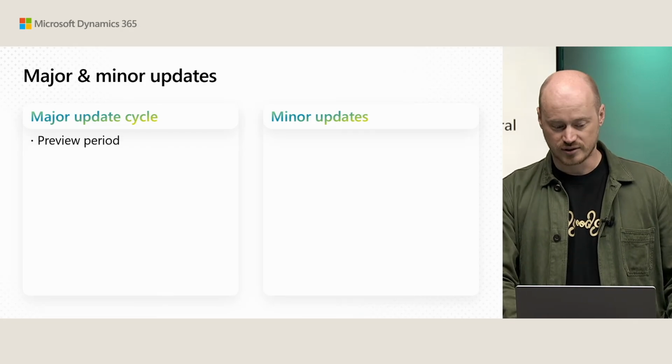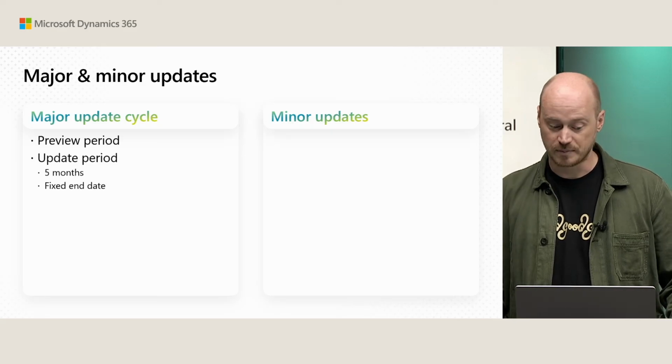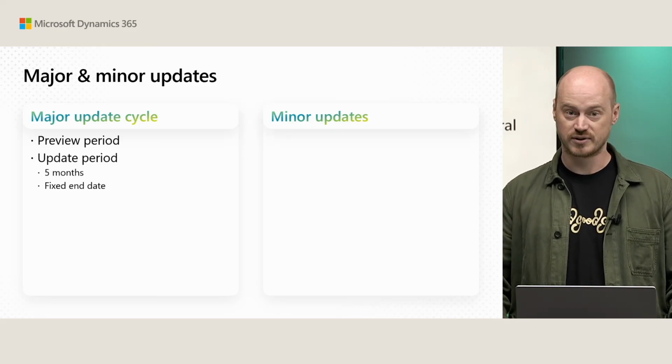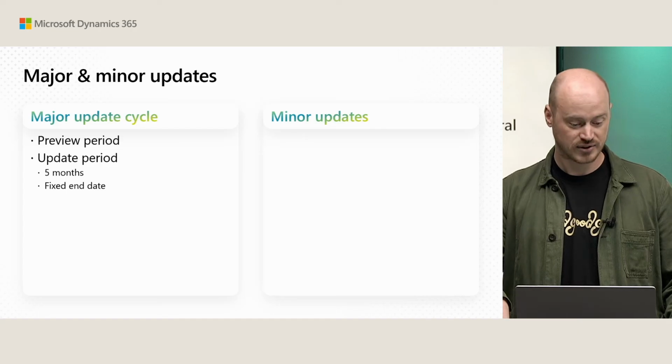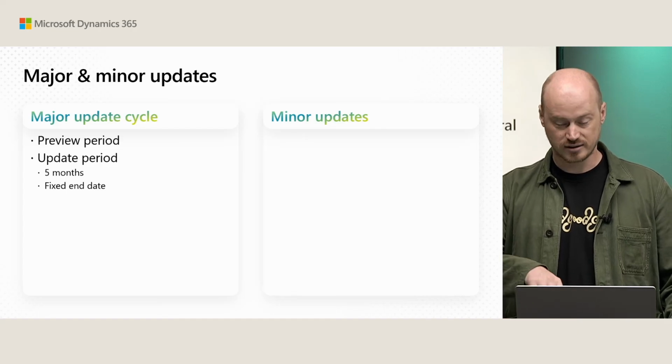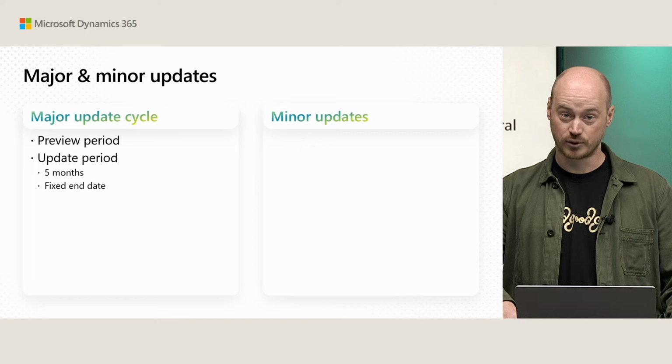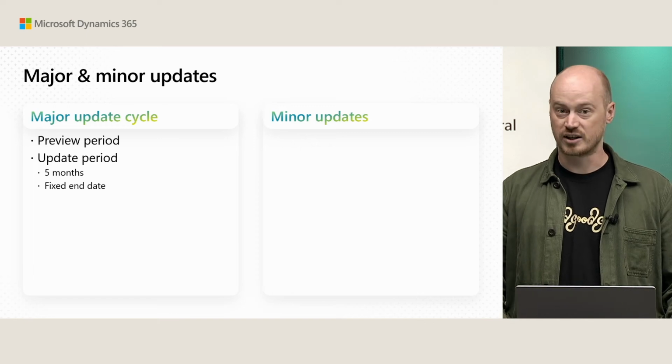Once this preview period is over, we go into the update period. Now with Flexible Update Management, this update period is always 5 calendar months with a fixed end date, meaning that the major update that comes out every April will have an update period that ends at the end of August, and every major update that comes out in October will have an update period that ends at the end of February.